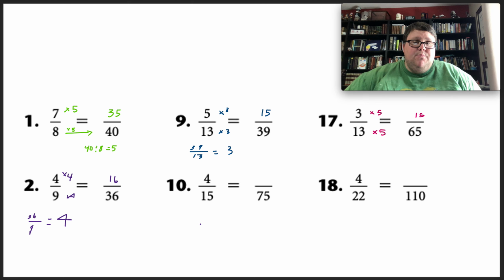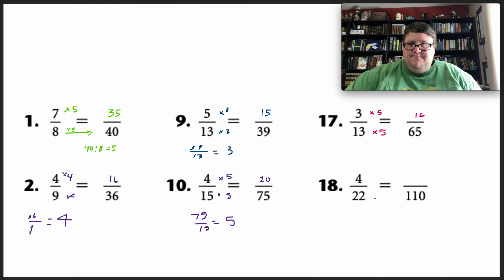This is seriously how simple this assignment is for you guys. Divide 75 by 15. 75 divided by 15 equals 5. So if I multiplied 15 times 5 to get 75, I have to multiply 4 by 5 to get the top. 4 times 5 is 20.